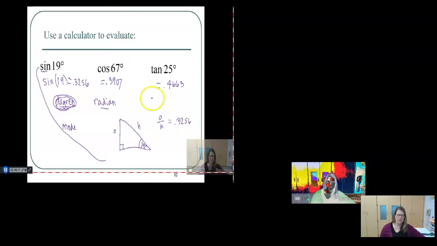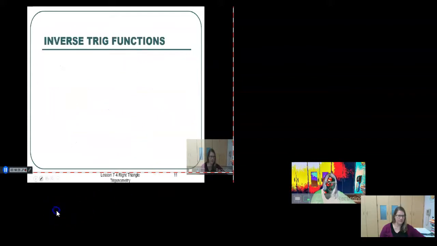Okay, so that's kind of what it means. So same thing for this one. If I have a right triangle, and one of the angles in here is 67 degrees, then the cosine, or the adjacent side over the hypotenuse, when I take that ratio, it should equal about 0.3907. Okay. So now we're going to look at the inverse trig function.